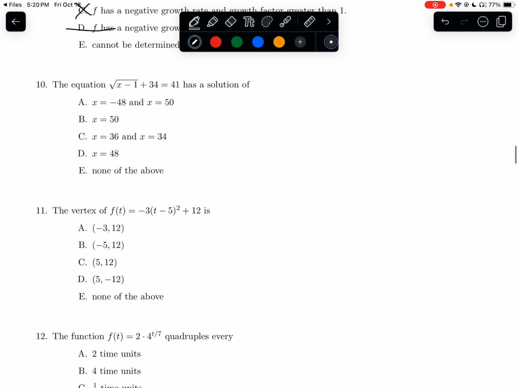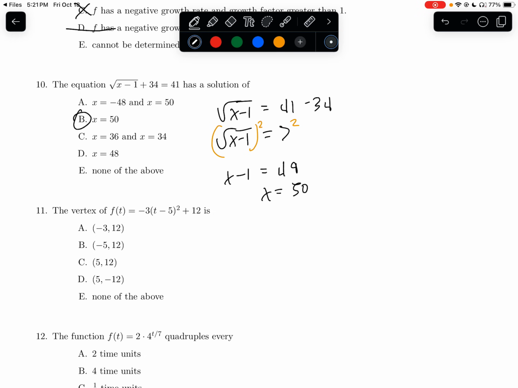This equation has solutions of what? So in order to solve this equation, we can subtract 34 from both sides. So we can say the square root of x minus 1 equals 41 minus 34, which is 7. So we have the square root of x minus 1 equals 7. We can then square both sides of this, because if we square it, the square root will cancel out. So we have x minus 1 equals 49. So then x is 50, and that would be that choice.